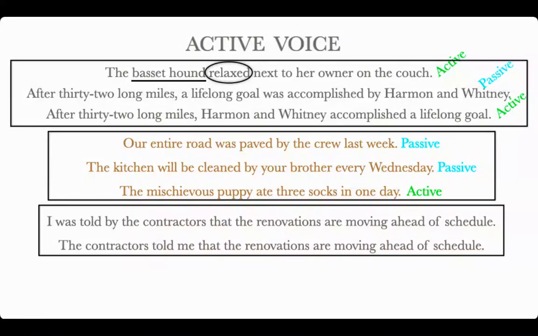To turn a passive sentence into an active sentence, make sure that the action is being performed by the subject. Sometimes this information is already included in the sentence. Other times, you need to supply the new subject. Here are a few examples.